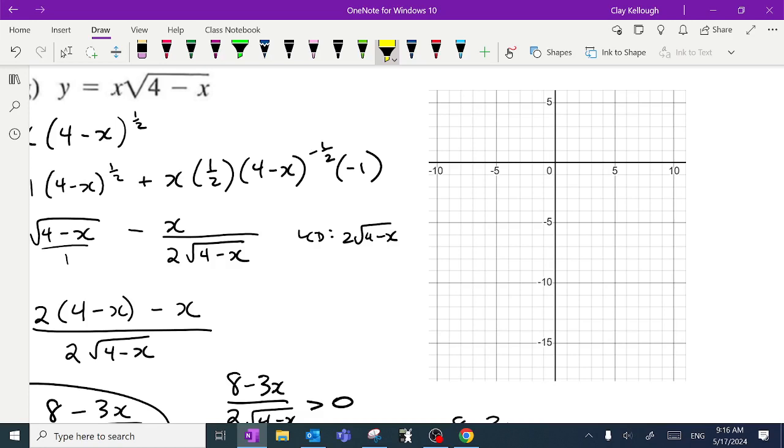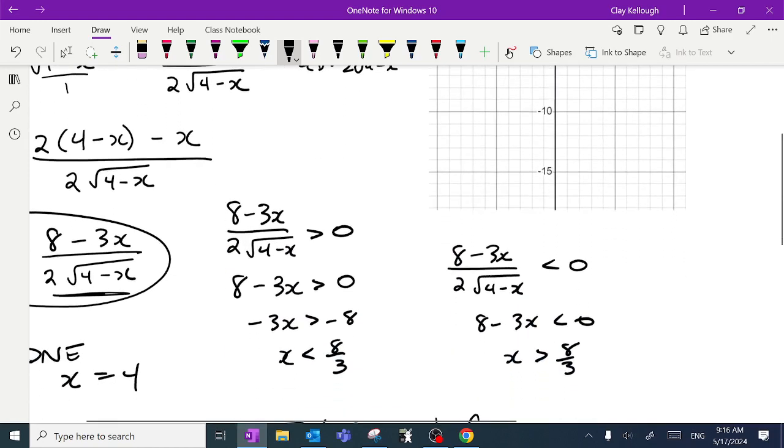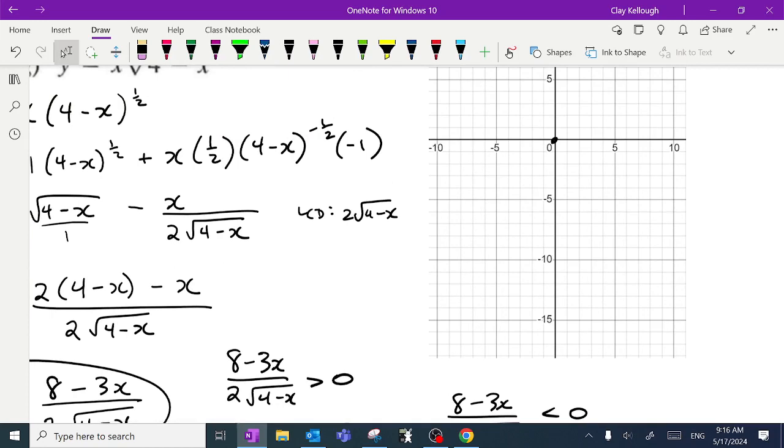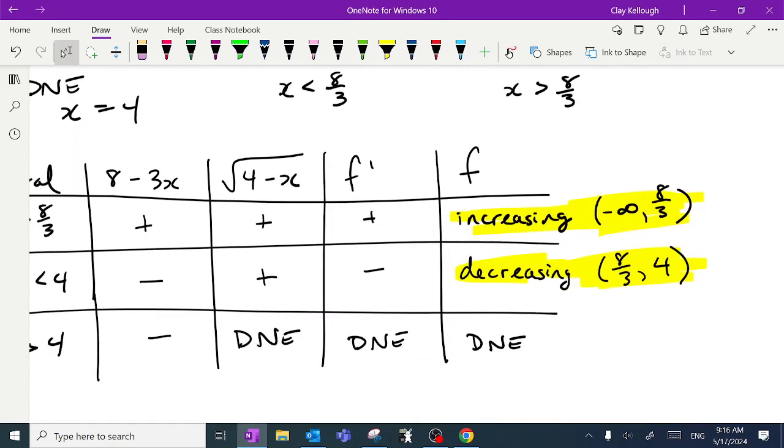Well, if x is 0, y is 0. So I know this point goes through 0, 0. So there we go, there's a point. Now, I just did the derivative and found out that 8/3 is where the slope is 0. And I actually know that that point will be, since I'm increasing to the left of it and decreasing to the right of it, increasing, decreasing, it must be a peak. It must be a local maximum. Maybe it's even an absolute maximum. We'll find out.